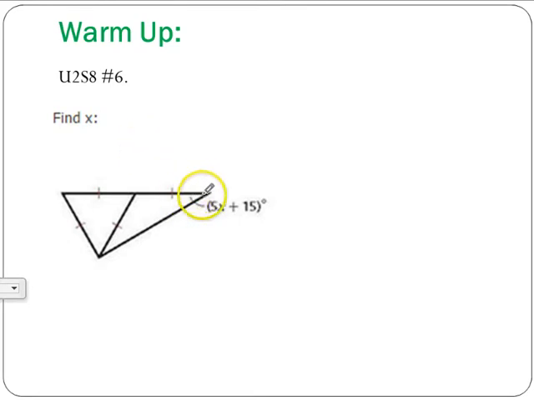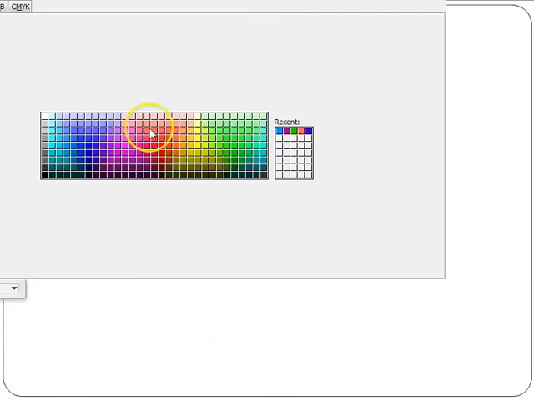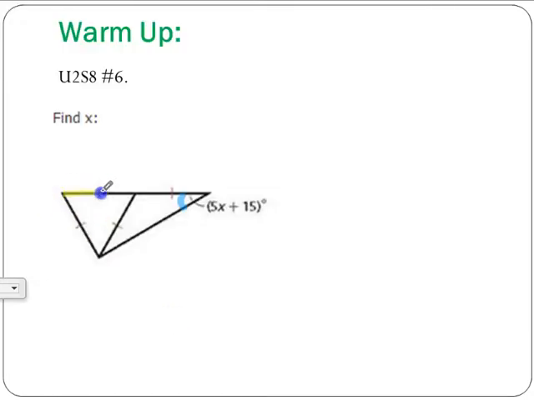We've got one angle. This angle right here is represented by 5x plus 15. And then we've got a bunch of ticks, and we are asked to find x. So what I want you to do is focus on the triangle on the left-hand side. I'm going to highlight this triangle in yellow. What type of triangle is that? This is an equilateral triangle. We've got all sides congruent, so it's an equilateral triangle.